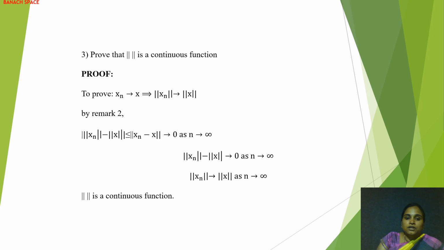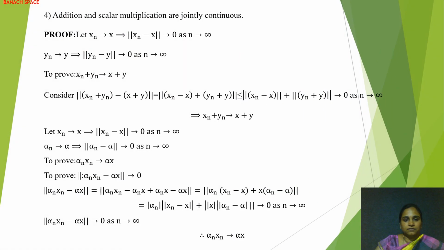So that means norm xn minus norm x tends to 0 as n tends to infinity, which implies norm xn tends to norm x as n tends to infinity. So from this we can conclude that norm is a continuous function. We'll move to the next remark.